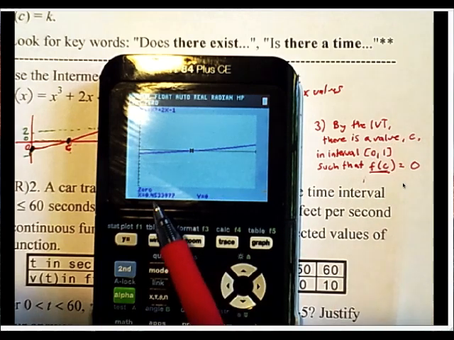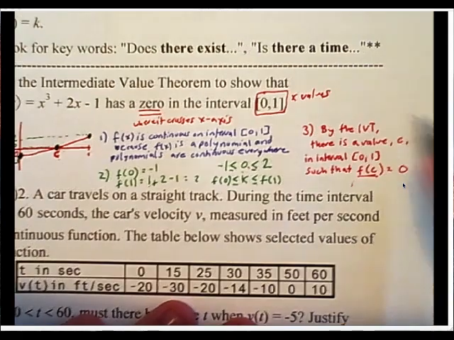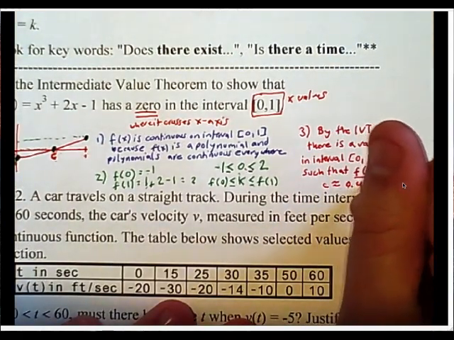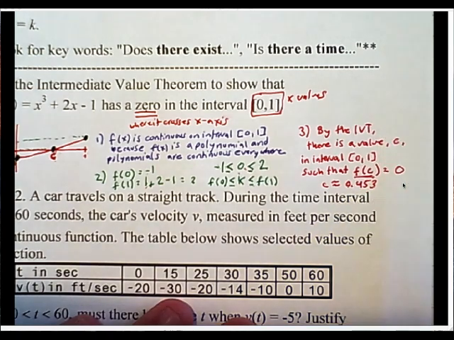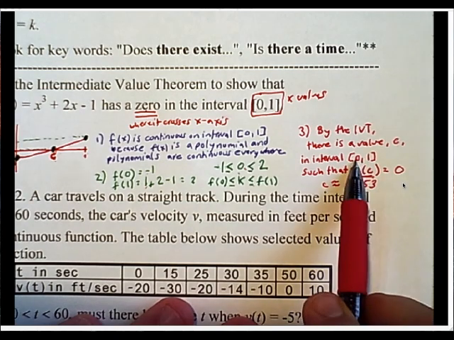And it's 0.453. Okay, so here, C is roughly equal to 0.453, which is true. C is a number between 0 and 1. 0.453 is between 0 and 1.